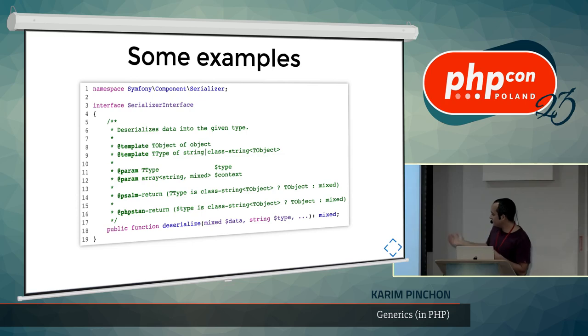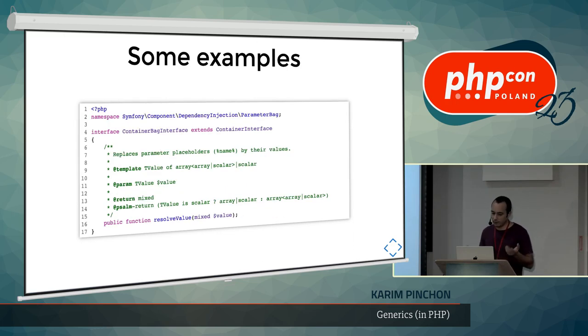And you can see this is not so easy, in fact, to read the annotation. There are two templates. The first one of type object, and one of pseudotype string, or pseudotype class-string, which represents the same type as the first template. With that, we know that by giving $type a fully qualified class name, we will get an object of this type. Otherwise, we just don't know. So you see, it could be quite complicated, in fact. But again, it will improve the developer experience.